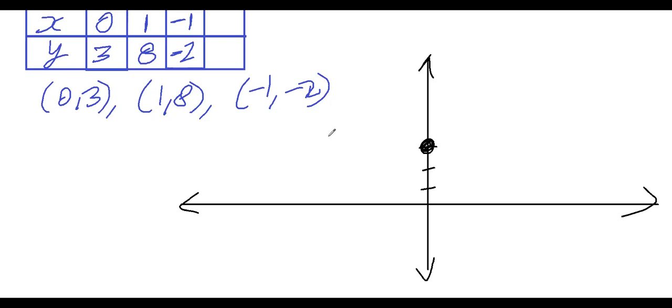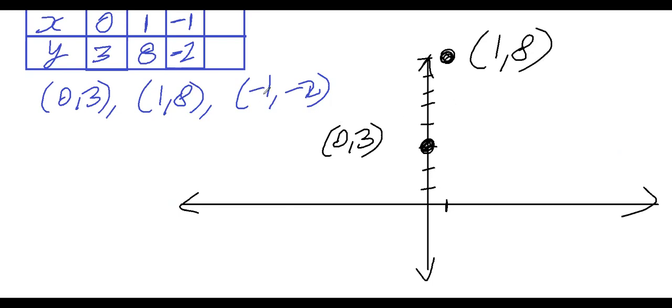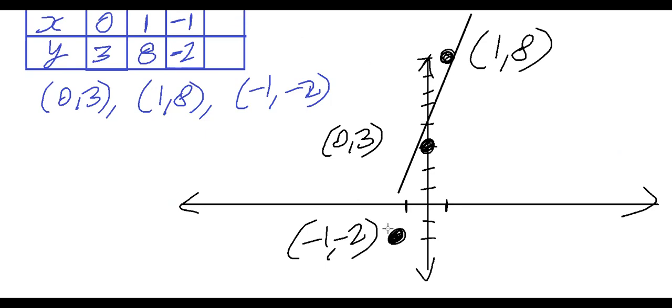For (0, 3), it means 1, 2, 3. This is your first point, that is 0 comma 3. Then (1, 8), so let me take this as 1, 2, 3, 4, 5, 6, 7, 8. So this is my second point, that is 1 comma 8. Third is (-1, -2), so this is my -1, this will be my -2. So this point will be -1 and -2. Just join all these 3 points.